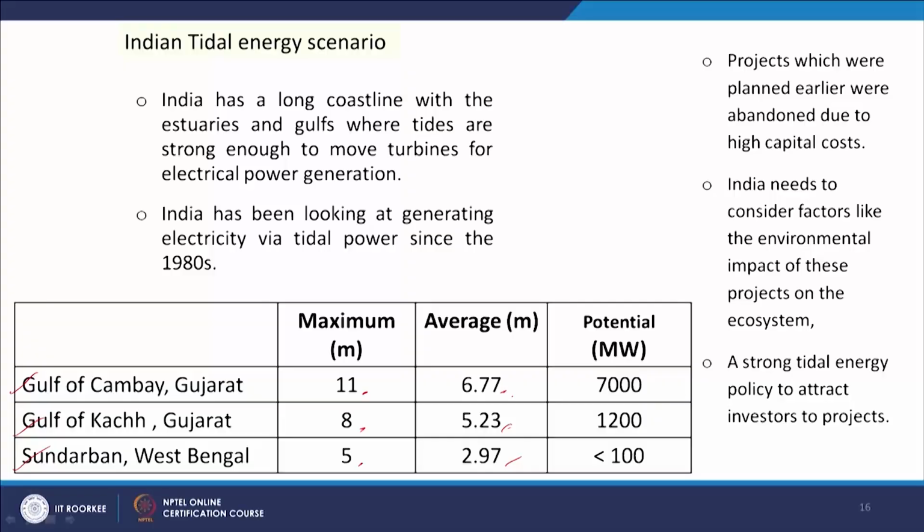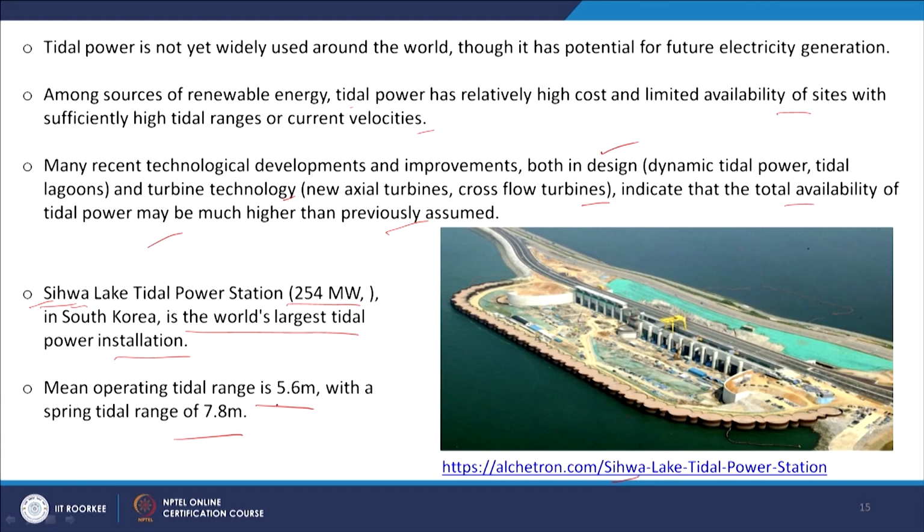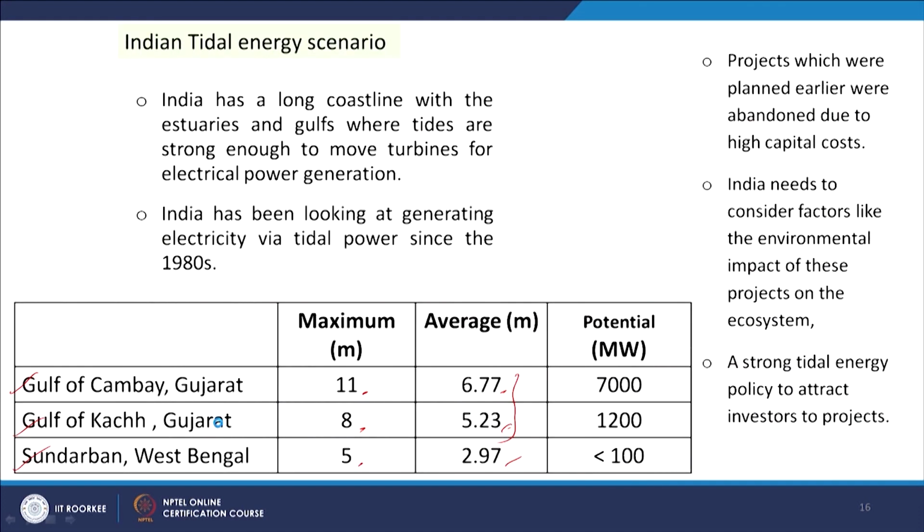Here you see the height is maximum 11 meter, here 8, here 5, and average 6.77, 5.32 and 2.97. So, in the Gulf of Kutch and Gulf of Cambay, this height is very high. With respect to the Shiva Lake, which is 5.6 to 7.8 meter, we also have 6.77, 5.23, very comparable height. And our potential here is also very high, 7,000 or 1,200, and in case of Sundarban, as the height is less, we see the potential is also less.